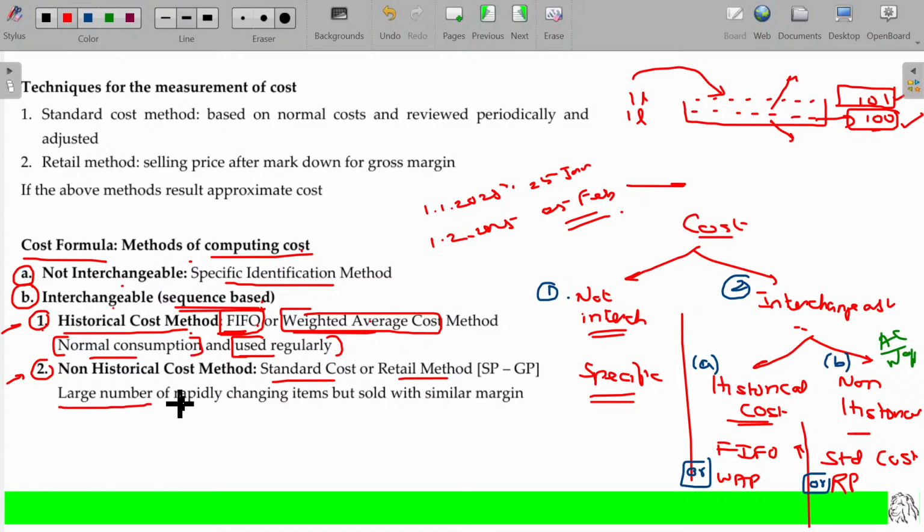Large number of rapidly changing items, but sold with a similar margin. More or less, a huge number of goods are purchased and the items are constantly changing, but the GP for all these items is more or less the same. Then you can follow the non-historical cost method. This is the order. This is the order. Is that clear?